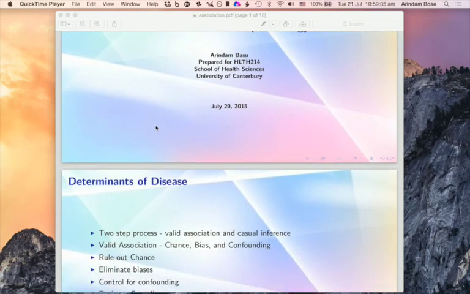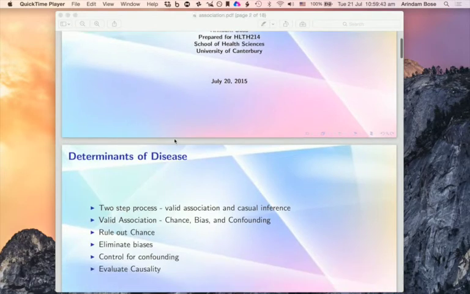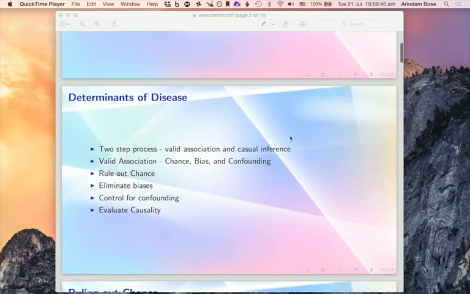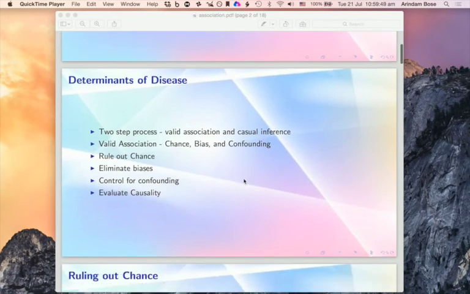Two-step process. In the first step, we shall have to establish that the association that we get to see is a valid association, and then once we are sure that the association is valid, then we can move from there to a causal inference. Validity of association is contingent upon achieving three things.